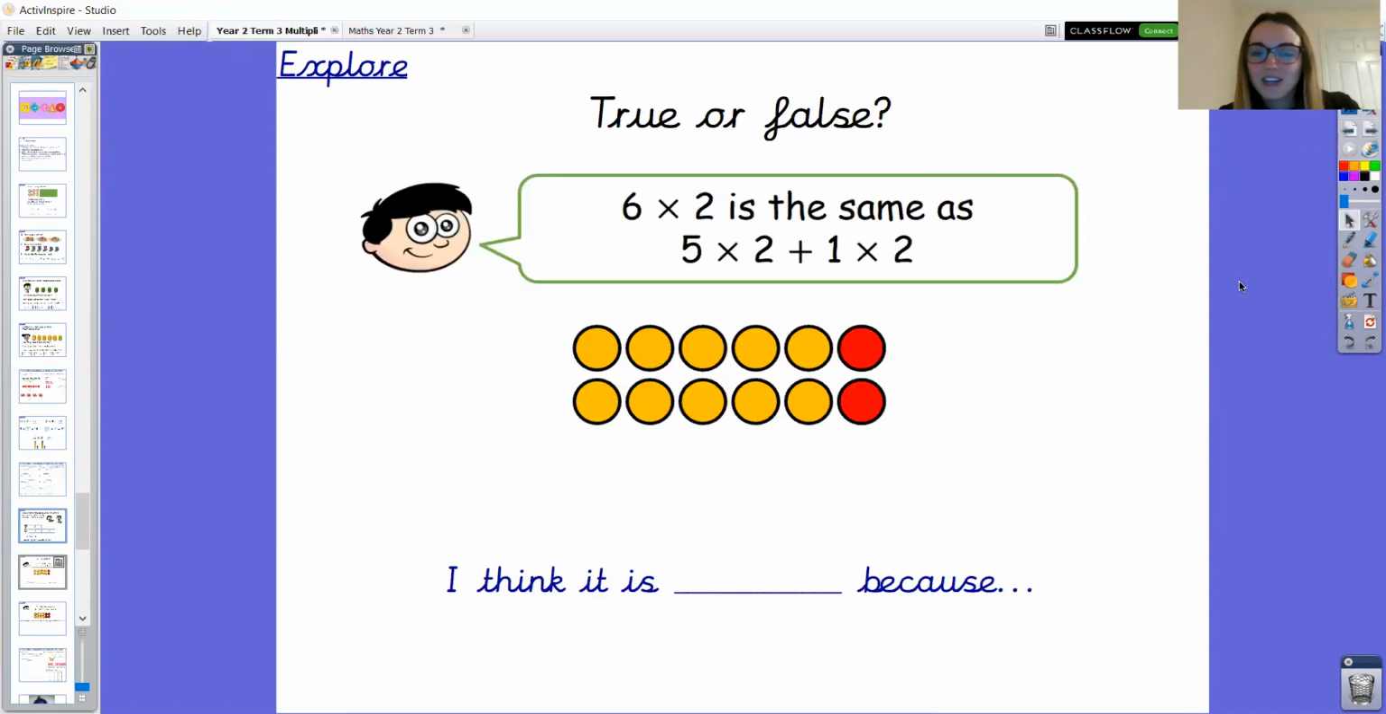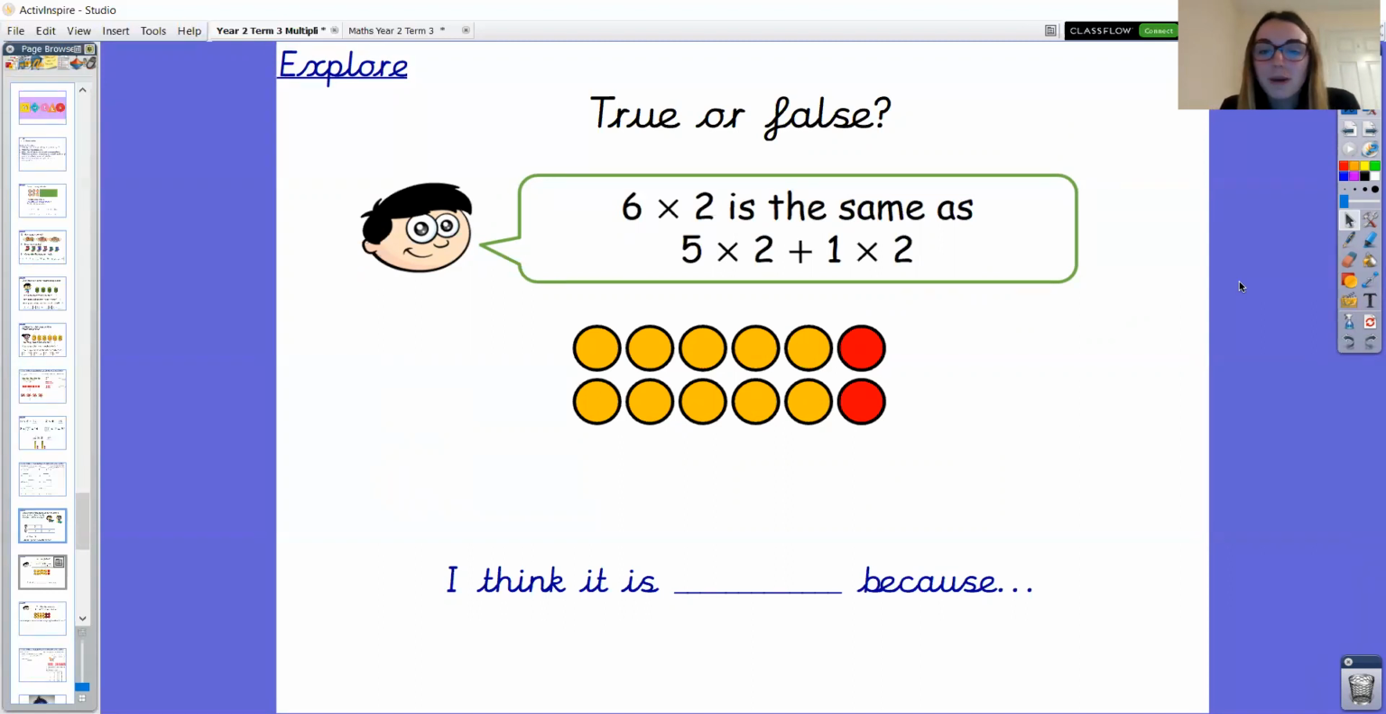Okay, so having a look at this next explore question. It says true or false. 6 times 2 is the same as 5 times 2, add 1 times 2. Please pause the video here and use the STEM sentence. I think it is because to help you explain. Fantastic reasoning, Year 2. Well done. So I'm going to share my thinking with you.